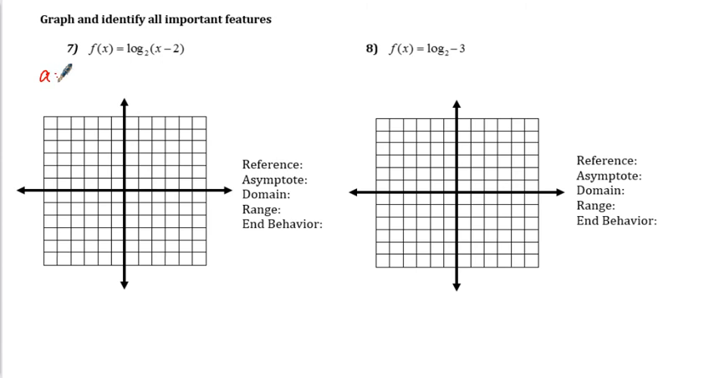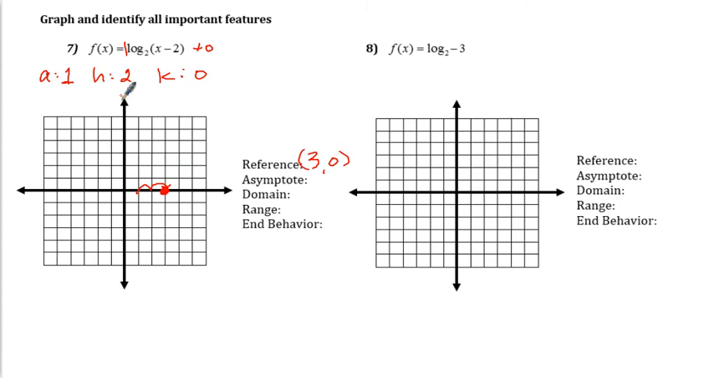Let's first identify a, h, and k. In this case, we've got nothing in front, so we'll make a 1. h is a 2, and k is a 0. Remember what my reference point was: it was 1, 0 to start with. With an a of 1, an h of 2, and a k of 0, we're only going to go right 2. We're not going to go up or down, and we're not going to multiply by any factor. So that means my new starting point is 3, 0.